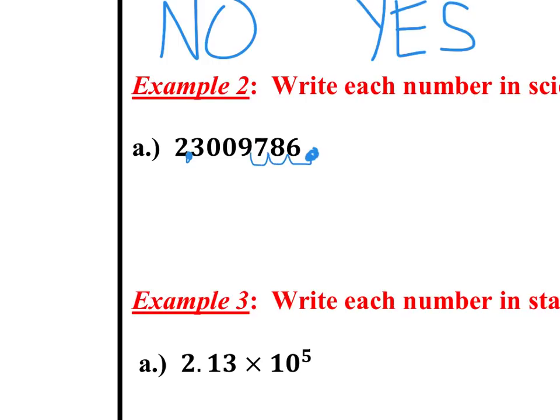1, 2, 3, 4, 5, 6, 7. So my answer is going to be 2.3, and I'm not supposed to round, so I'm going to keep all these digits after because they aren't zeros, so that means they matter, times 10. And since I moved this 7 times, the exponent is 7. Since it's a very large number, it's bigger than 1, it stays a positive 7. So this would be my answer.